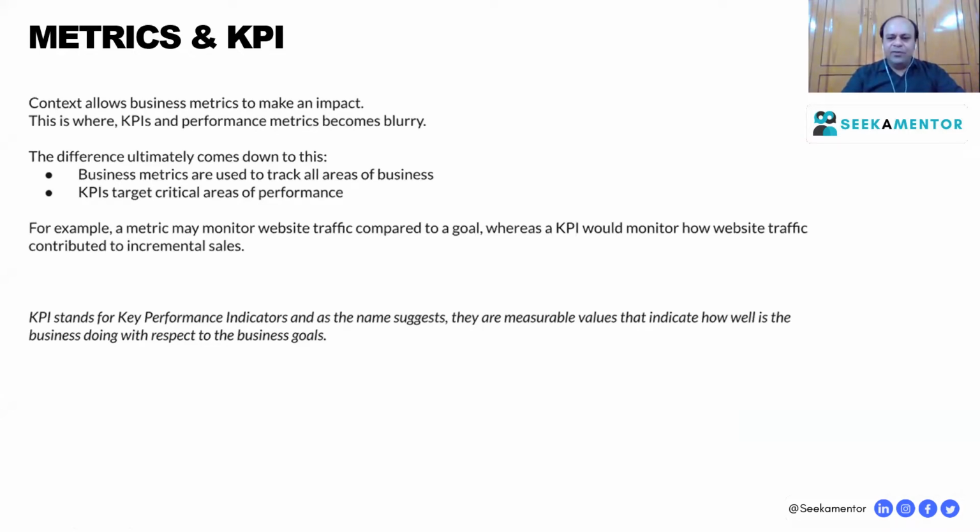Metrics are those performance indicators which will tell the state of health of your product: how your product is working, whether it is driving a profitable outcome, whether you are able to develop on time, or whether it will cater to the needs of a customer. That will be monitored by metrics. Whereas KPIs are key performance indicators which will tell the business outcome of your product. Let's take an example.